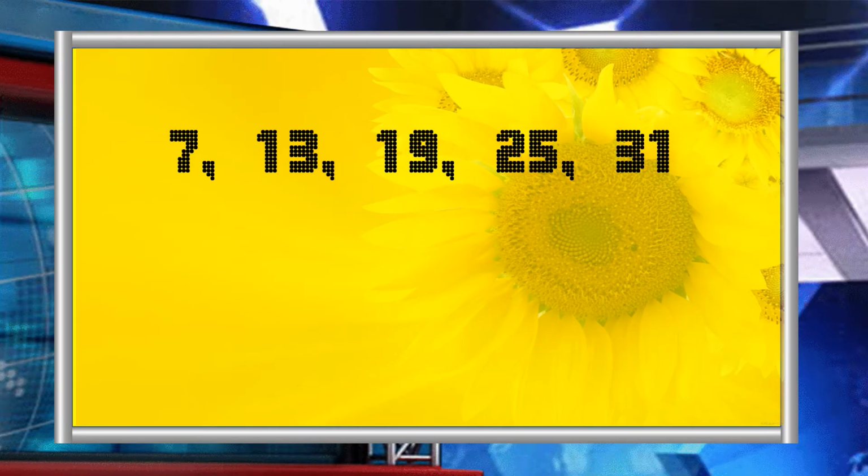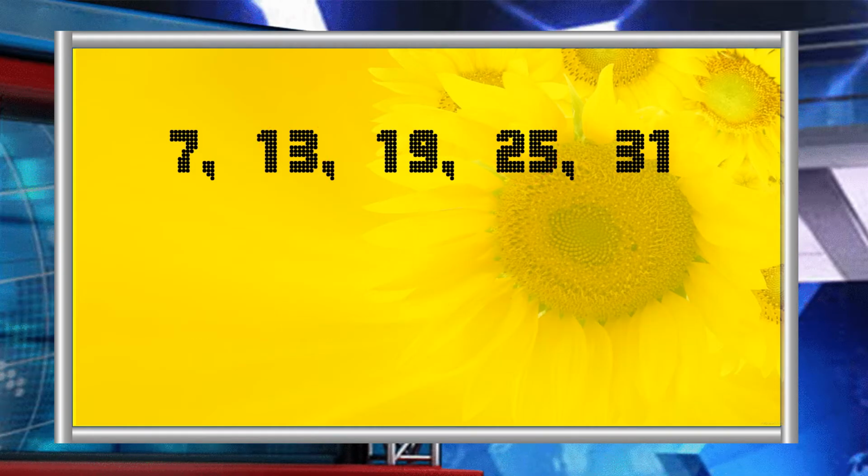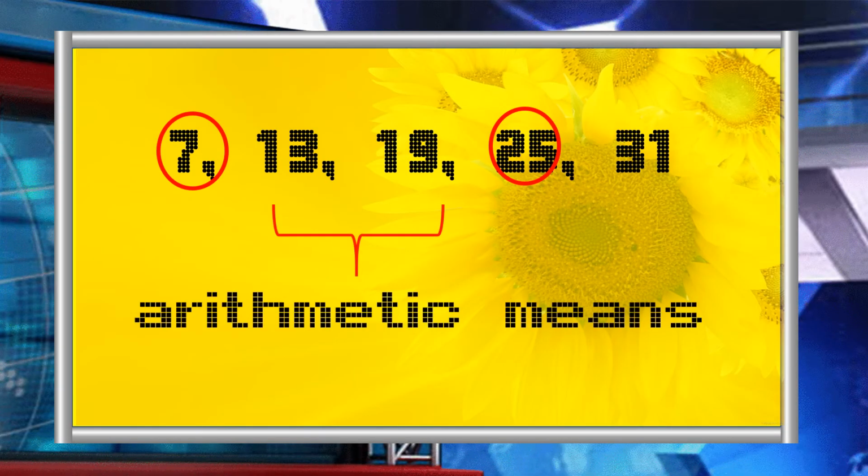Ibahin naman natin ang tanong. How many arithmetic means are there between 13 and 25? Ang sagot? Isa lang. There's only one, namely 19. How about 7 and 25? How many arithmetic means do we have? There are only two, which are 13 and 19.